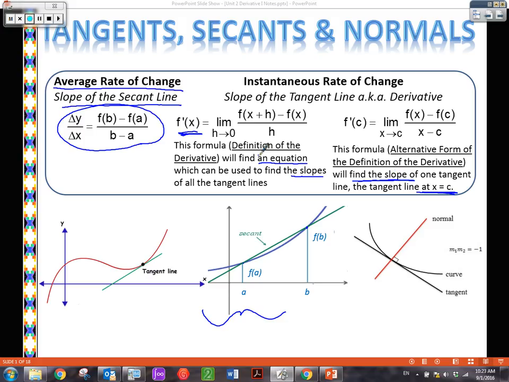This is the definition of the derivative. This is the alternative form of the definition of the derivative. Okay? And they're very important. I know some of you already know how to calculate derivatives, and that's great. We're going to learn all different kinds of ways to calculate derivatives, but the actual definition of the derivative and the alternative form are really important on the AP test. They're really important that we understand them, how to use them, and those kinds of things.